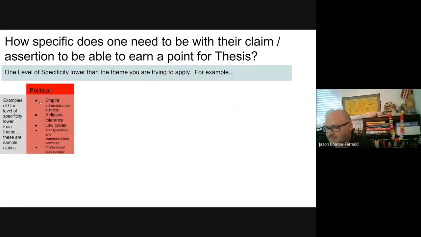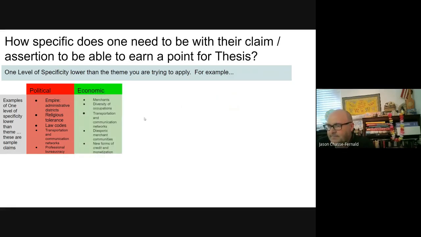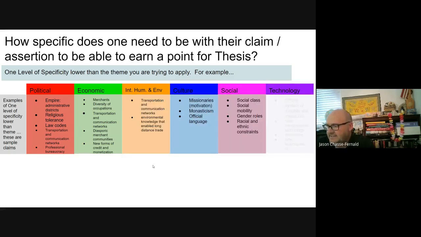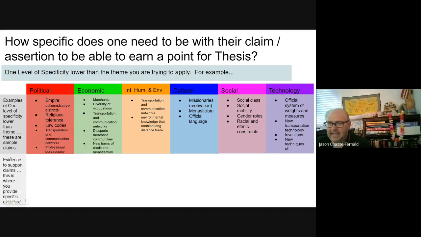These would be one level of specificity below the theme. Let's call this a little menu you can choose from. And I'm going to do this for the six themes of the course. So these are the six themes of the course: political, economic, human-environment interaction, culture, social, technology. And then these are categories of analysis that are quasi-relevant. Some are less than others, but are relevant to what the prompt is asking. And so if I were to create a claim on this, then these would be my categories of analysis, where I would then apply my skill application to it.